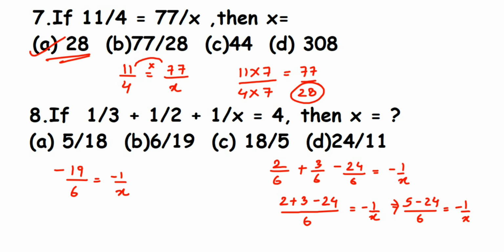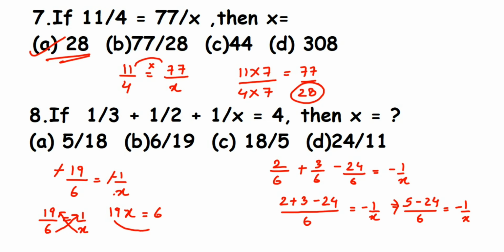Now we want only the x value. They are asking in the question to get the x value. So I'm going to cancel the negative sign on both sides, because they get cancelled. And we have 19 by 6 is equal to 1 by x. We're going to cross multiply, because I don't want x in the denominator, I want x is equal to. So we're going to cross multiply them. So x will get multiplied to 19 and 6 will get multiplied to 1. So this will become 19x is equal to 1 into 6, which is nothing but 6.